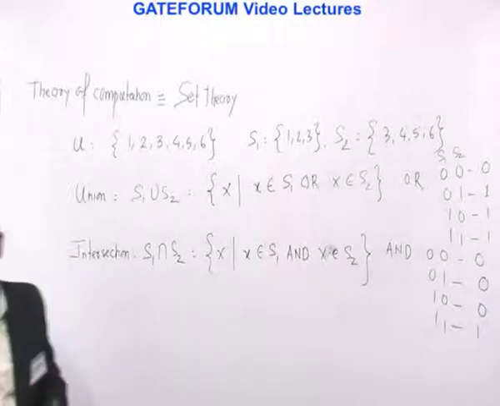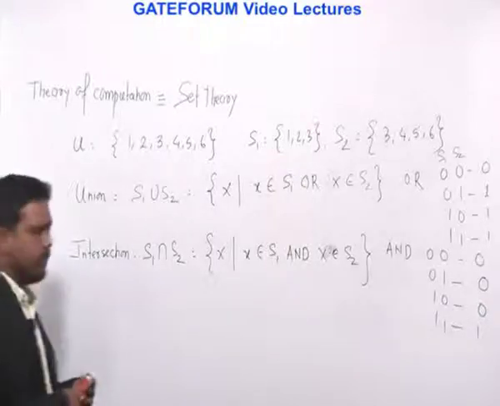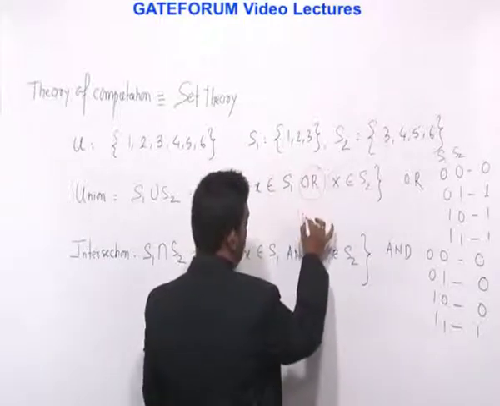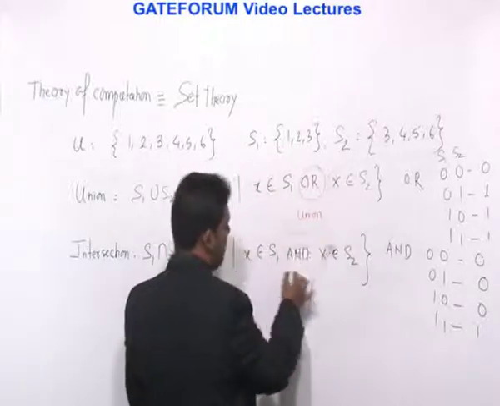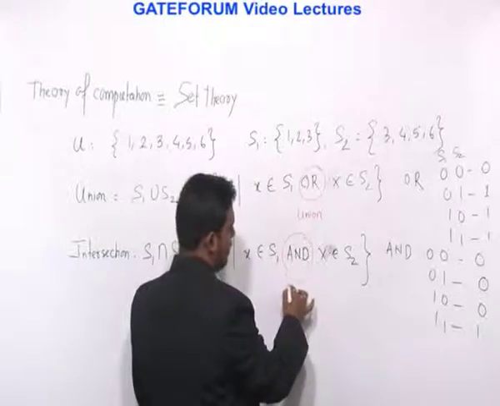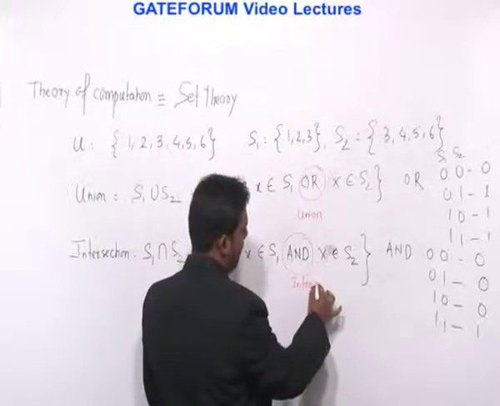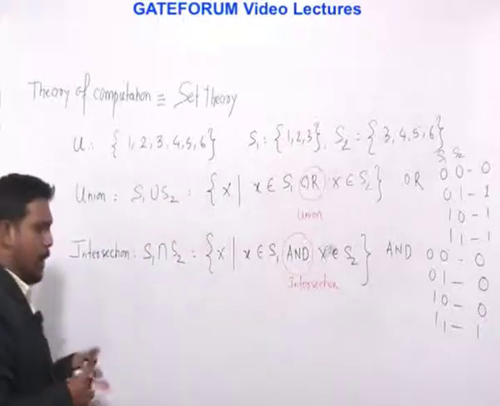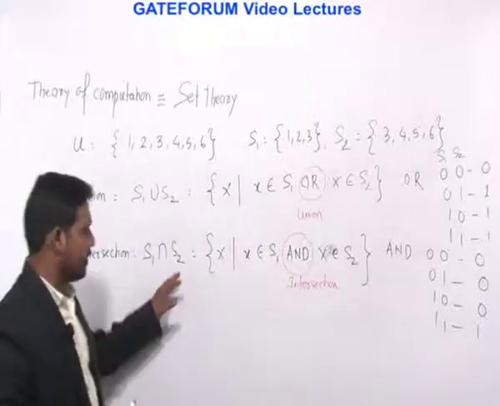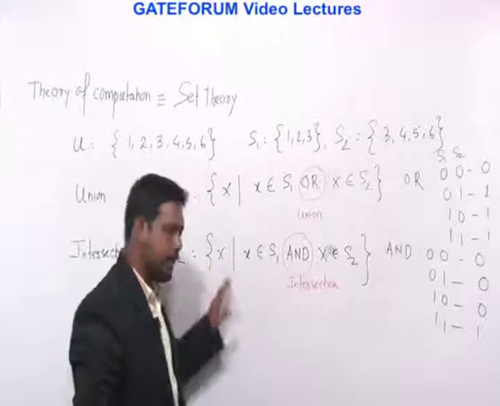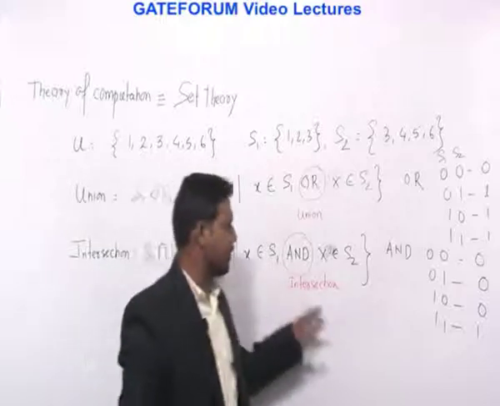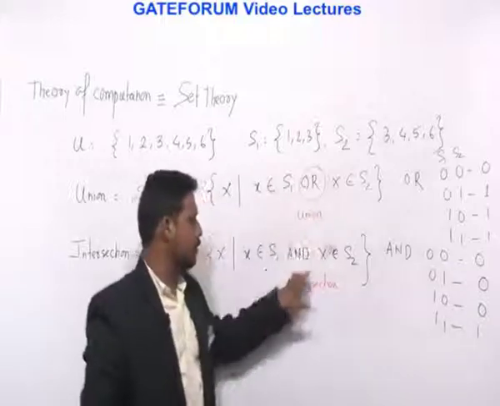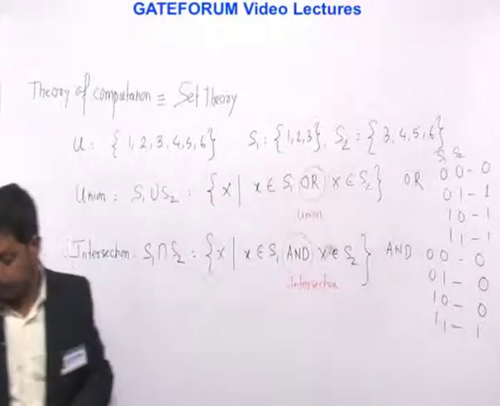So there are really few connectives which I'm very interested in here. The first one is OR, which is nothing but union, and the second one is AND, which is nothing but intersection. So S1 intersection S2 is the set of all elements X such that X is an element of S1 and X is an element of S2. So you focus on this: OR is union and AND is intersection.